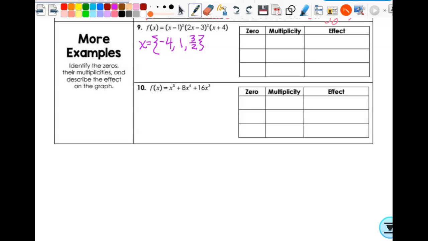All right, so then I'm just going to fill in my zeros. I've got -4, 1, and 3 halves. So then what's my multiplicity for -4? 1. So that just means all that happens is that it passes through the axis. Passes through. It's kind of boring. And then what's my multiplicity on 1? 2. So what's my real word for this? Tangent. Tangent to the axis. And then 3 halves, my multiplicity is 2. So this is also tangent. All right, questions on that? All right, then you factor number 10 and see what you can get filled out there.